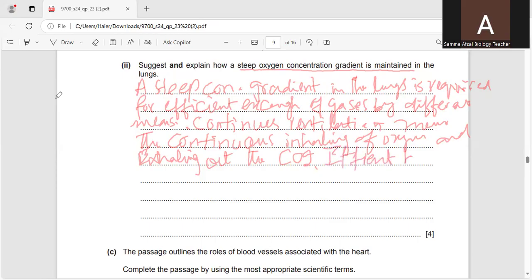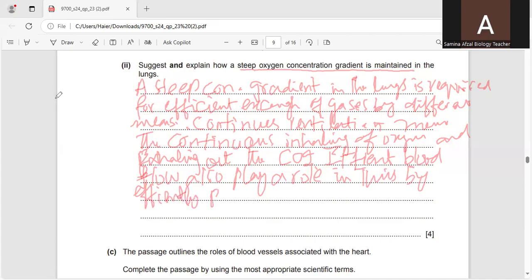Efficient blood flow also plays a role in this by efficiently picking up of oxygen in the alveolus.